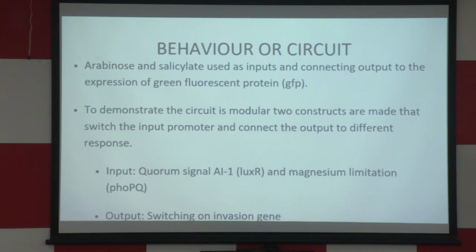what they did was change the input for T7 RNA polymerase and subject it to the quorum signal A1 and magnesium limitation. After that, the output was that it switched on an invasion gene that was killing mammalian cells. So it was the demonstration that we got a modular circuit.